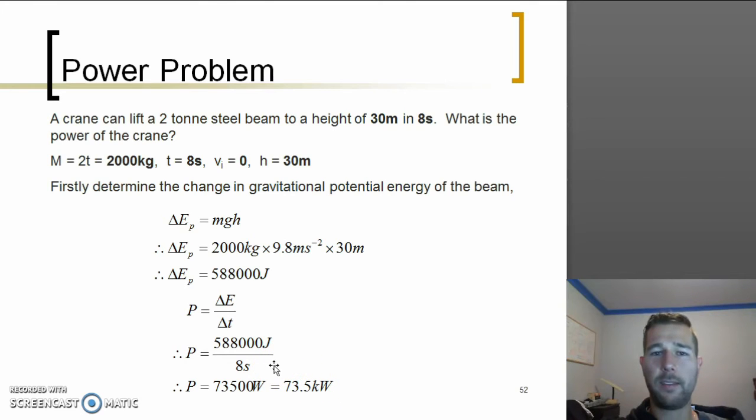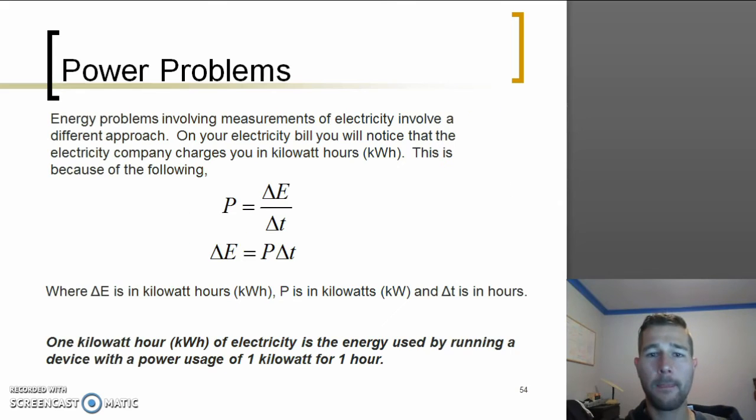Now, if we lifted the beam in 16 seconds, so we doubled the time it took to lift the beam, our power will be half this value. If the crane took a lot longer to lift the beam, you would say it is less powerful. There are also a couple of more examples on the slides that I'd like you to have a look at so you can enhance your understanding.